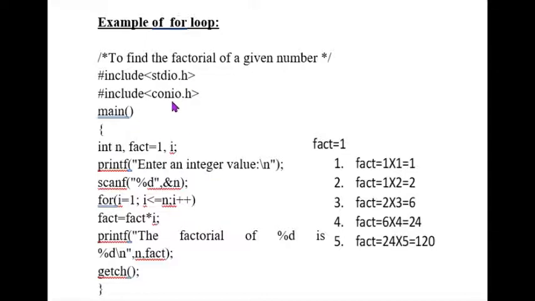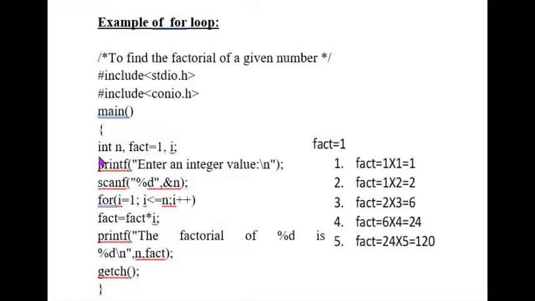Include conio.h, the console input output header file, to get the output in the monitor of the program, and the main program will start from here with the main function main, then the curly bracket starts. So, the main program will be written within this starting curly bracket and the final curly bracket.